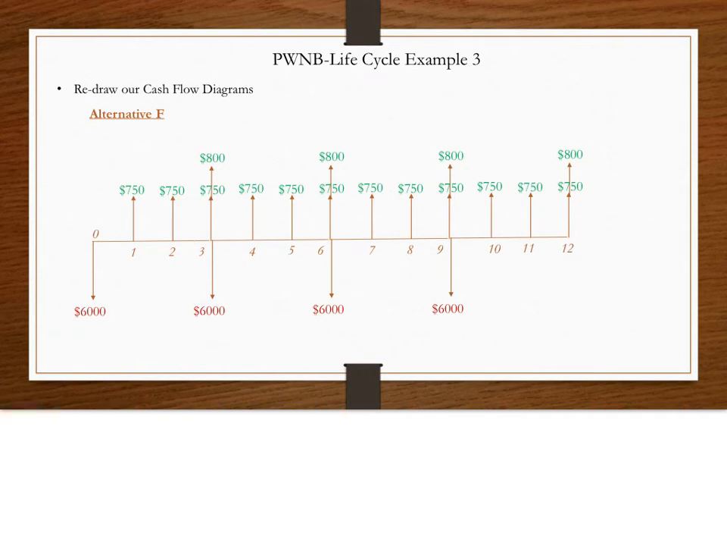Same thing with alternative F. We'll combine the $800 salvage price and $6,000 capital costs at years 3, 6, and 9 to get a net of $5,200. Now we just have to convert the $750 revenue stream, $5,200 future worths at 3, 6, and 9 years, and the $800 salvage price future worth at year 12.